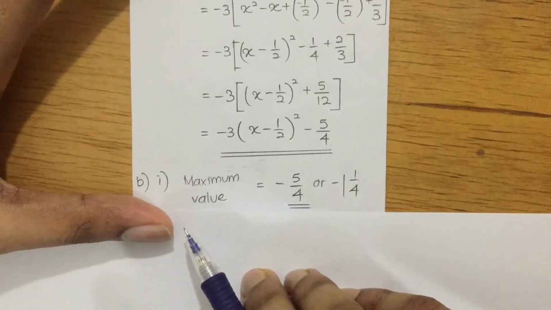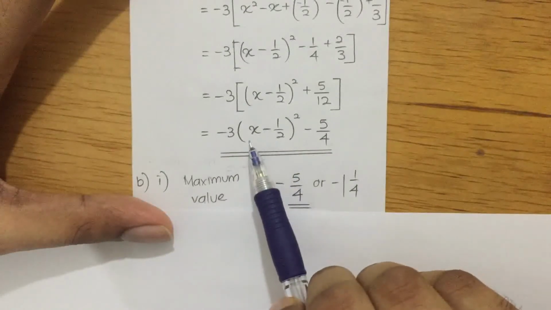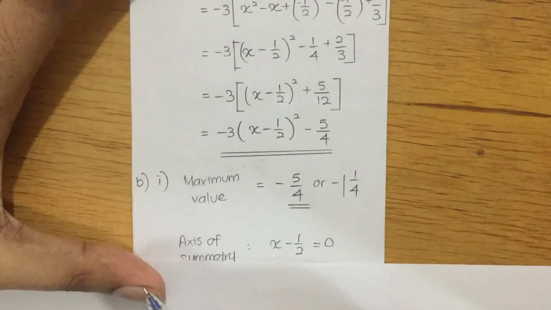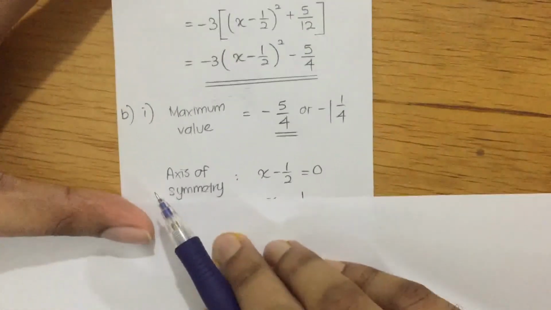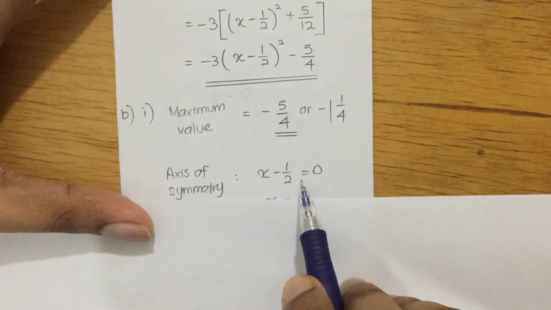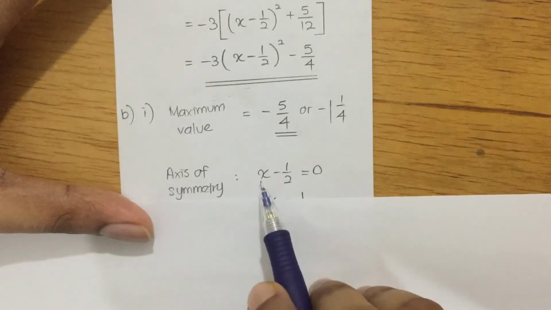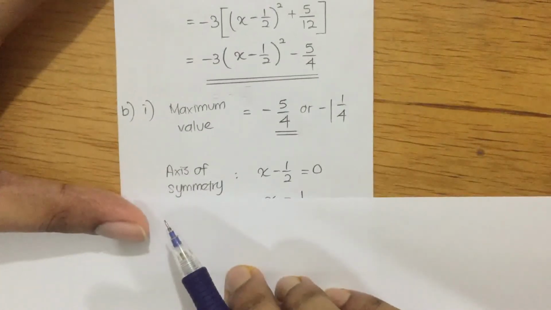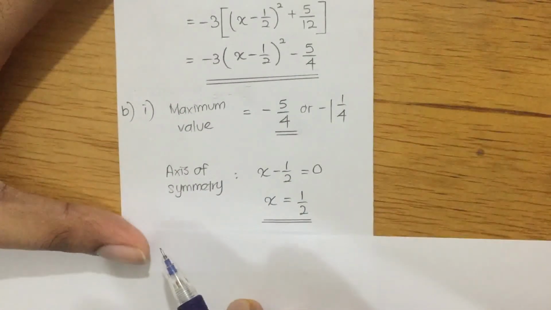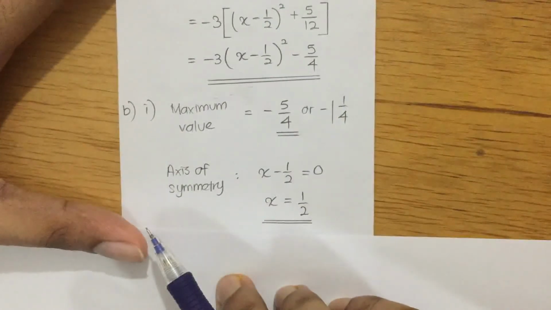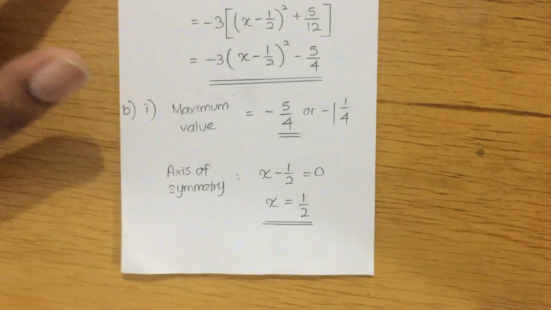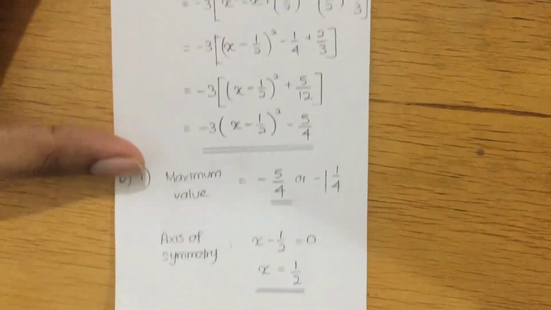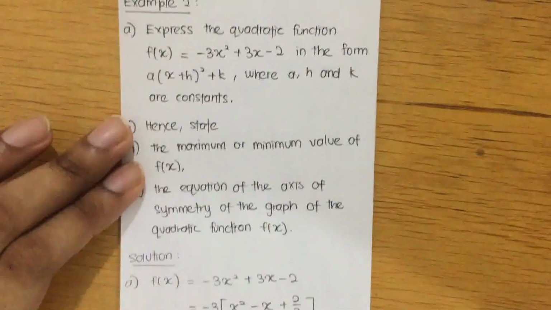For the axis of symmetry equation, you can use this x minus 1 over 2. Let us show the working. For the axis of symmetry, x minus 1 over 2 is equal to 0. To find x, you move this negative 1 over 2 over to the right hand side. So from here you get x equals 1 over 2. This is your axis of symmetry equation, guys. That is all for the step-by-step working and solution for this question. I hope you understand the full working that I've shown to you.